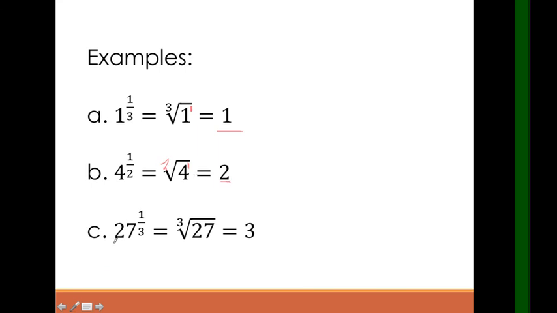And finally, we have 27 raised to 1 third. So we have the cube root of 27. The cube root of 27 is equal to 3. To check if that's correct, 3 times 3 is 9, times 3 is 27.